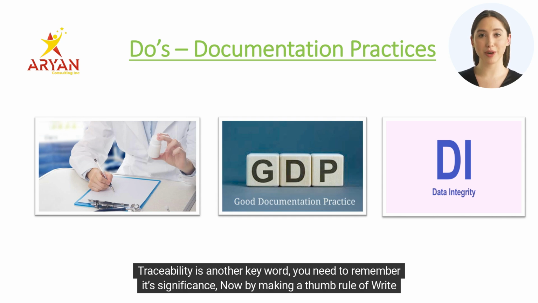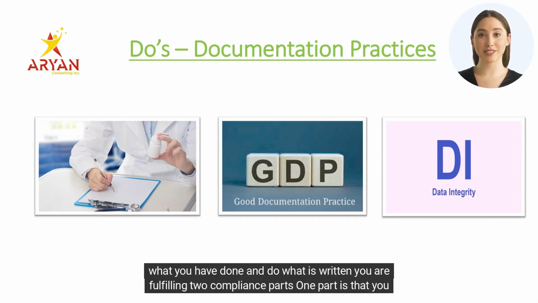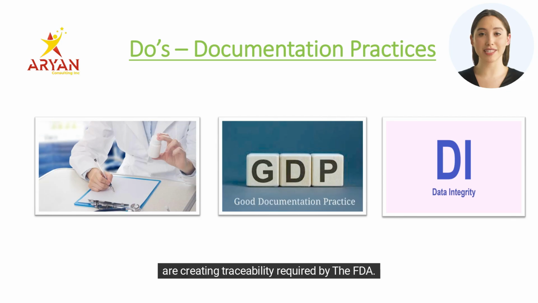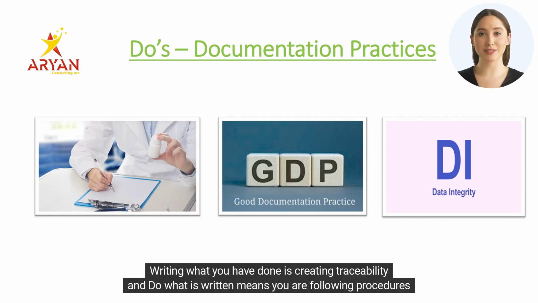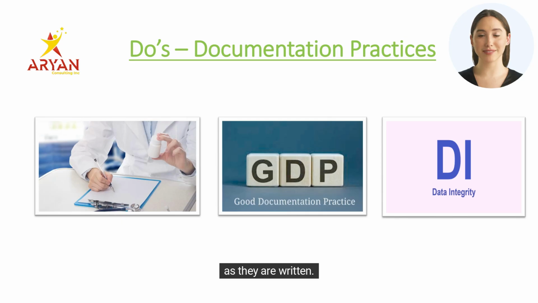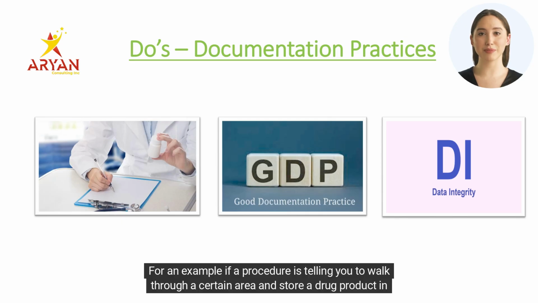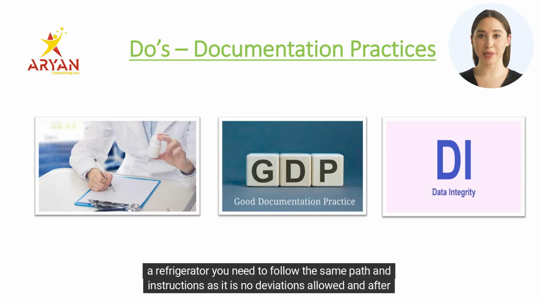Traceability is another key word. You need to remember its significance. Now, by making a thumb rule of write what you have done and do what is written, you are fulfilling two compliance parts. One part is that you are creating traceability required by the FDA. Writing what you have done is creating traceability, and do what is written means you are following procedures as they are written. For example, if a procedure is telling you to walk through a certain area and store a drug product in a refrigerator, you need to follow the same path and instructions, as no deviations are allowed.